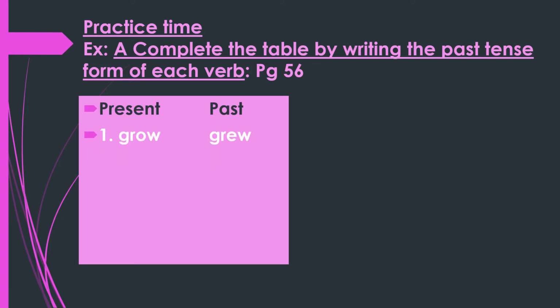If you see the first one, the verb given to us is grow and the past form of grow is grew, that is G-R-E-W. Number 2 is cut. Cut remains cut in the past form. Number 3 is speak and the past form of speak is spoke, that is S-P-O-K-E. Number 4 is buy and the past form of buy is bought, that is B-O-U-G-H-T.